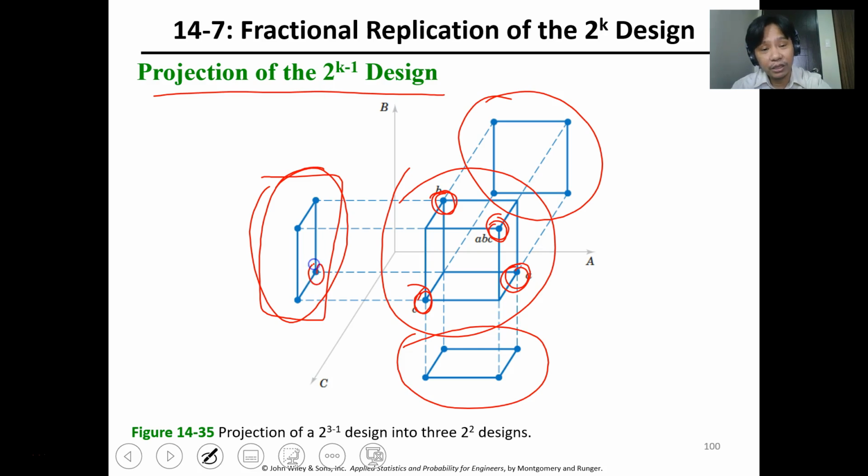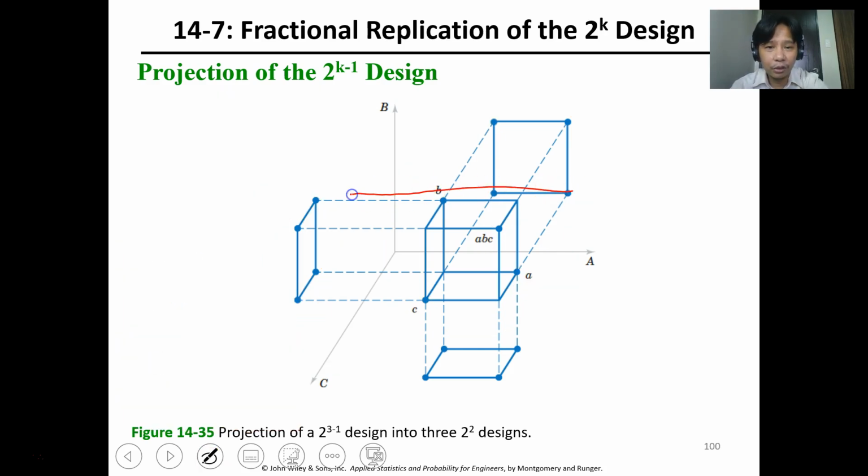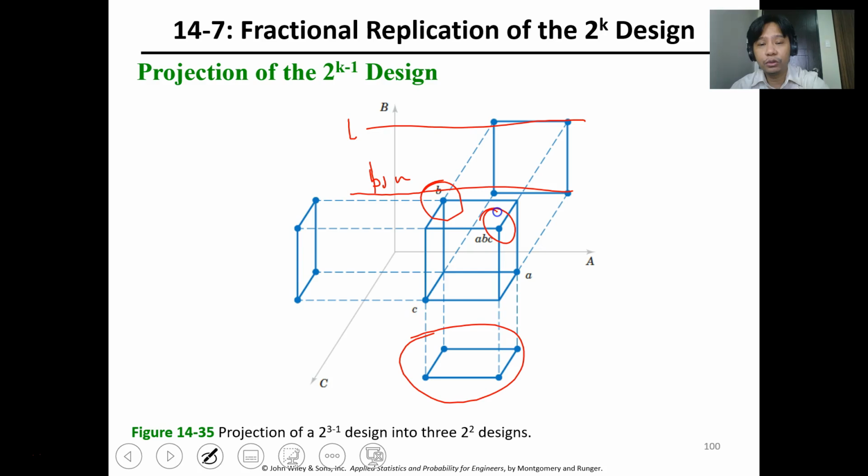2 level for each factor. For example, for C, you have 2 levels already. For B naman, you have 2 levels, low and high. For A, you have the low A, ito yon, yung low A, and yung high A. For B, you have the low B, and ito yung high B. Same then for this case.